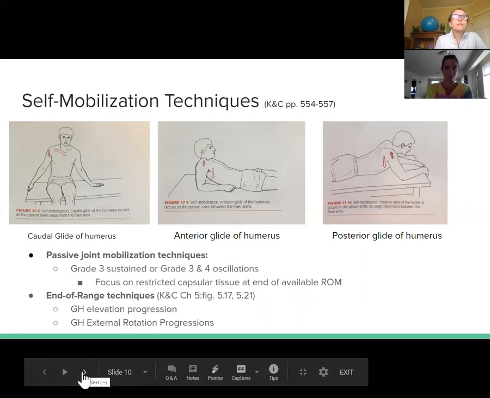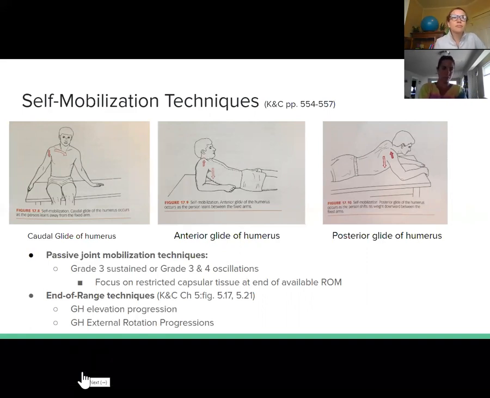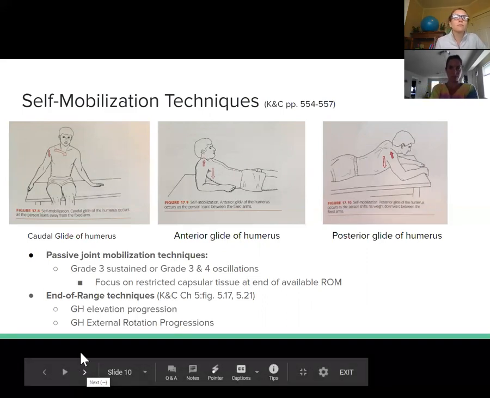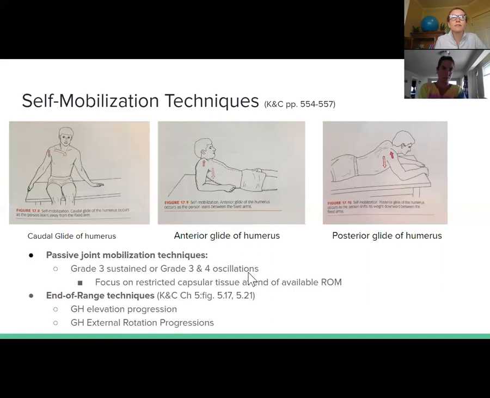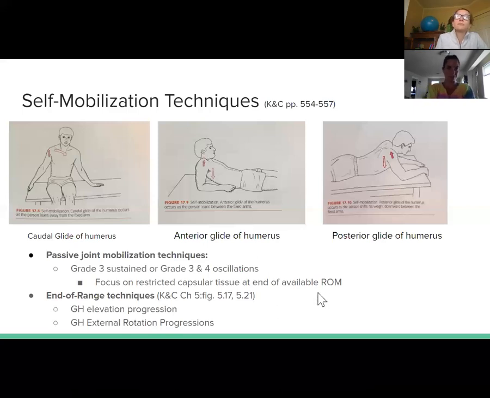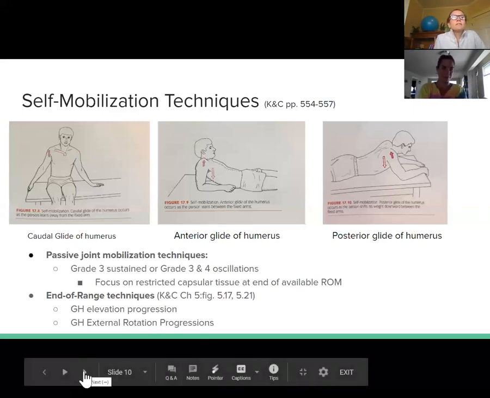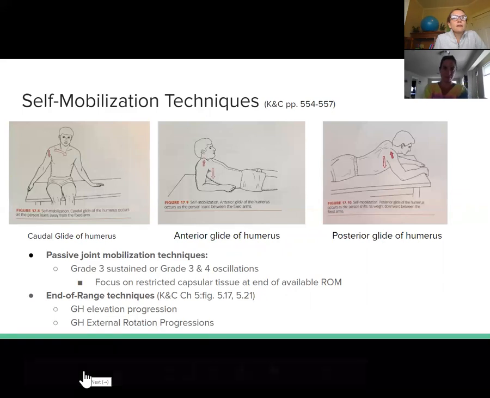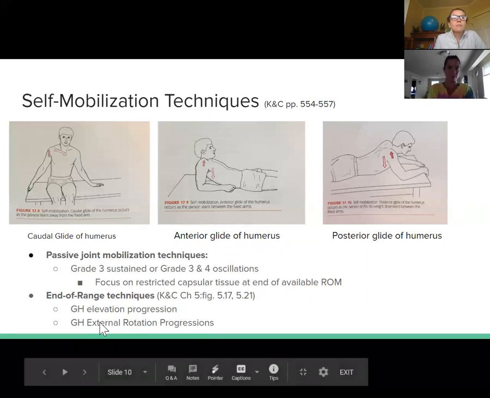We can also perform, as PTAs, passive joint mobilizations. I don't think we've learned a lot about this yet, but we use them for grade 3 sustained or grade 3 and 4 oscillations. And with this, we want to focus on restricted capsular tissue at the end of available range of motion. And there's also a technique called end of range, which is also found in KNC, glenohumeral elevation progression and glenohumeral external rotation progressions.